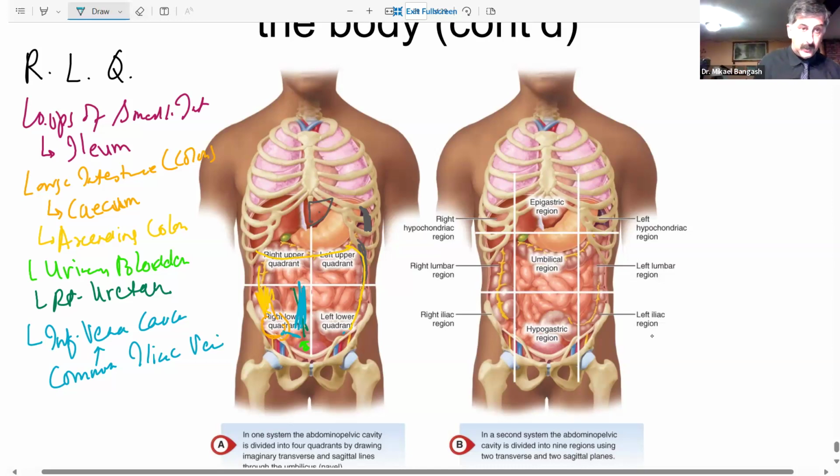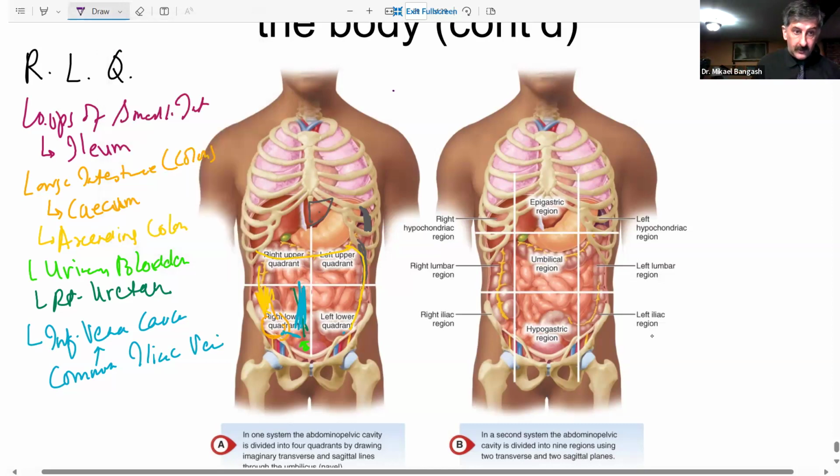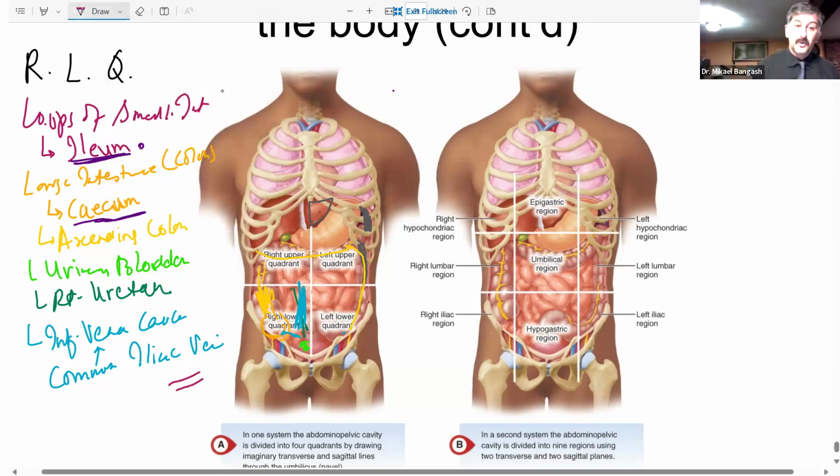Right. But with that said, there's going to be a structure which we may find at the junction between the ileum and the cecum. So if you for instance say that this here is your ileum.